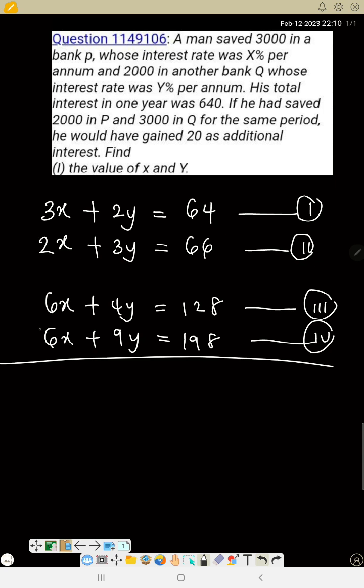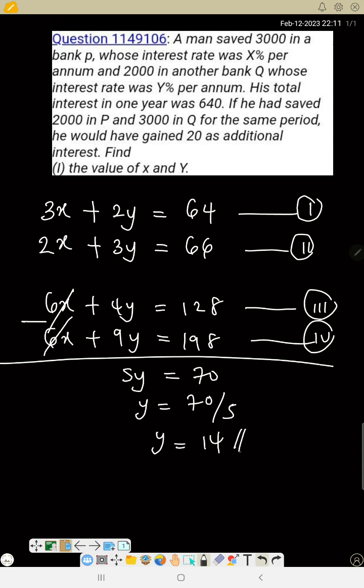Now subtract the two equations. I'm using elimination, so this will cancel out. So 0. Now 9y minus 4y, that will be 5y. Then 198 minus 128, so that is 70. Then y is equal to 70 divided by 5. So y is equal to 14.